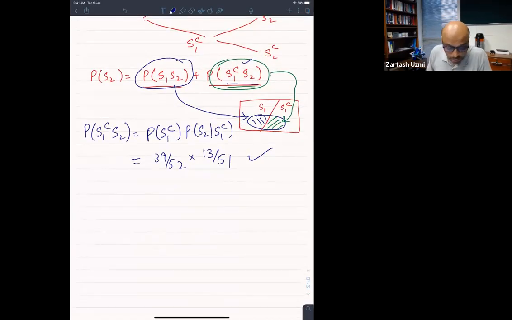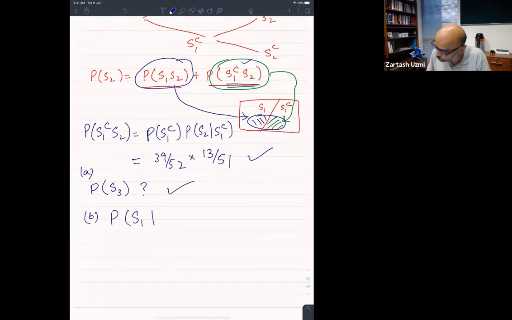Now, if I ask you, what is the probability of S3? Now we don't have one event or two events. We have 3 parts of the random experiment. First random part, second random part, and the third random part, but you can extend the same logic and find out the probability of S3. So try doing this at home, the probability of S3, and also try to find the probability of S1 given S2 and S3.